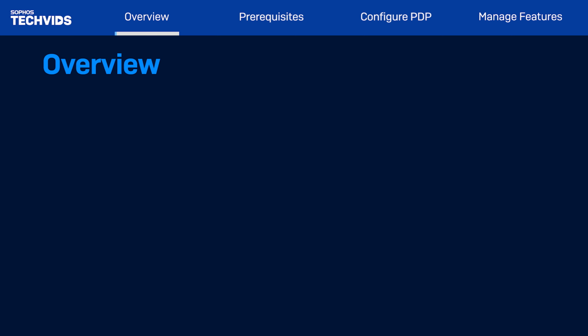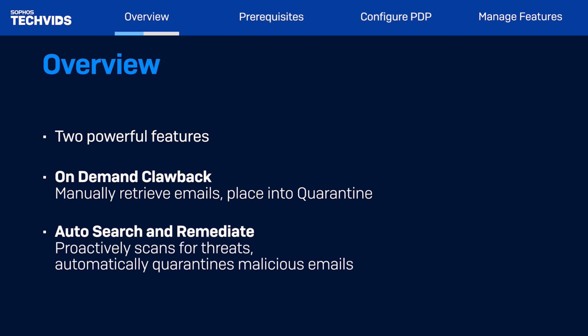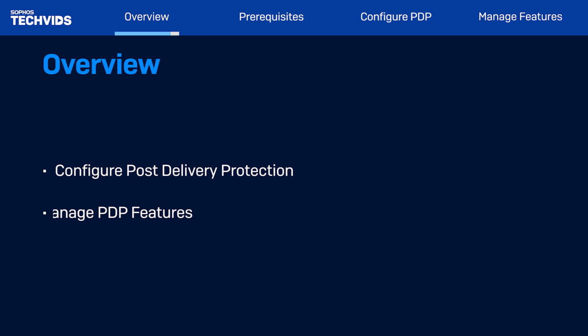Post-Delivery Protection, or PDP, provides two powerful features to help keep your organization safe. On-demand clawback lets you manually retrieve emails in user inboxes and place them into quarantine. Auto Search and Remediate proactively scans for threats and automatically quarantines malicious emails in user inboxes, even if they only become malicious after delivery. Today, I'll cover the steps for configuring PDP in your environment. Then, I'll quickly demonstrate how to use each feature with an example.